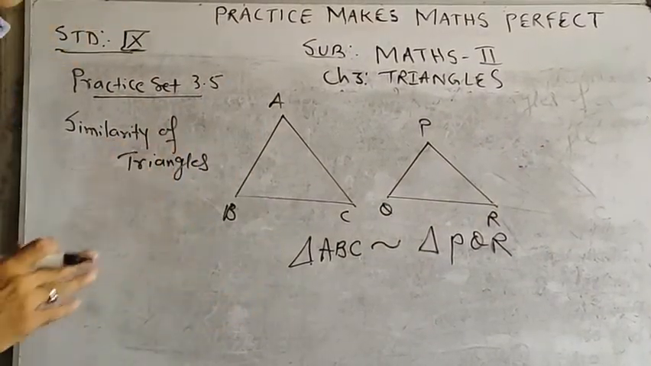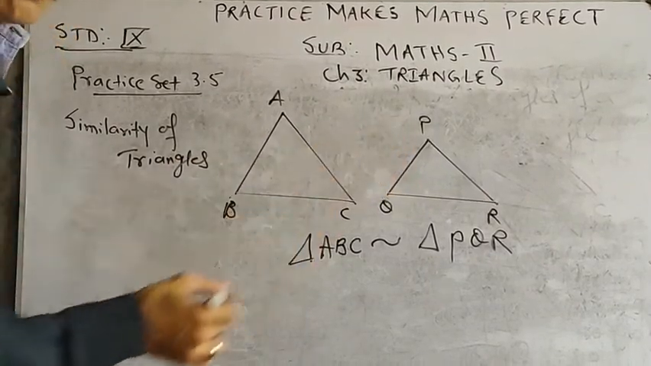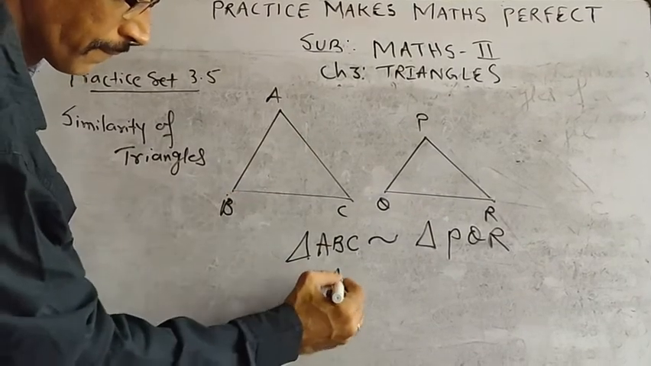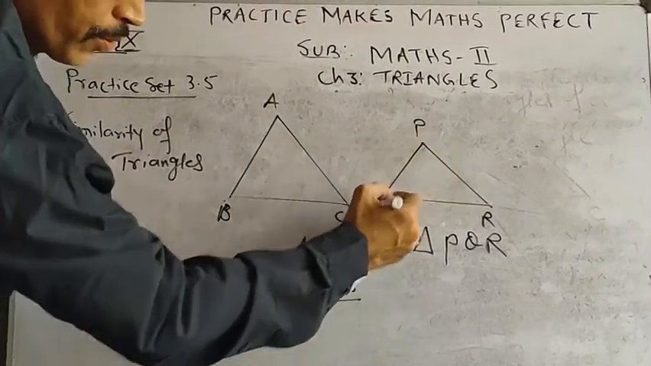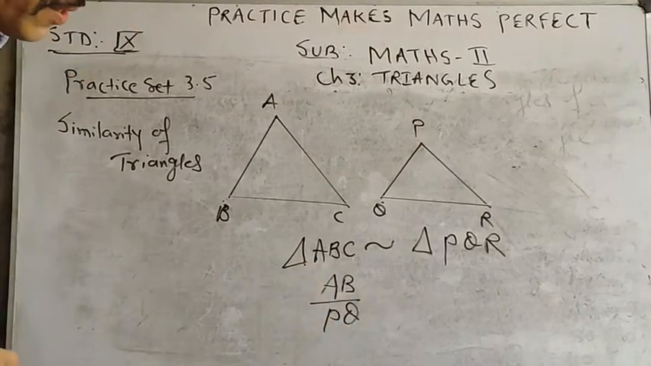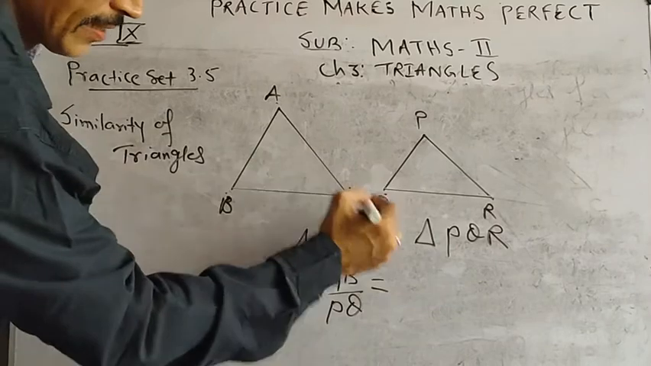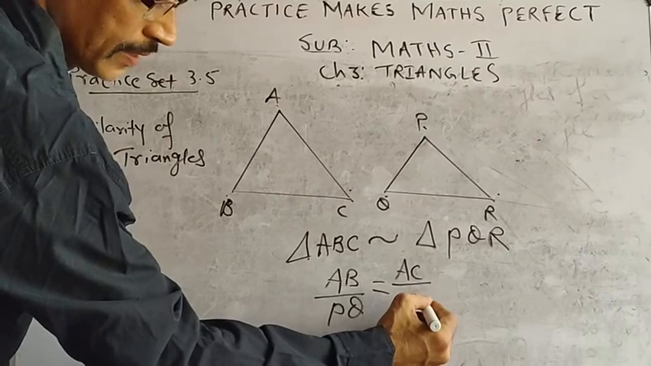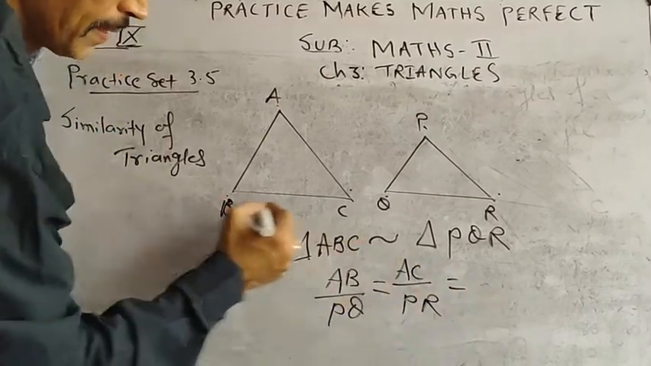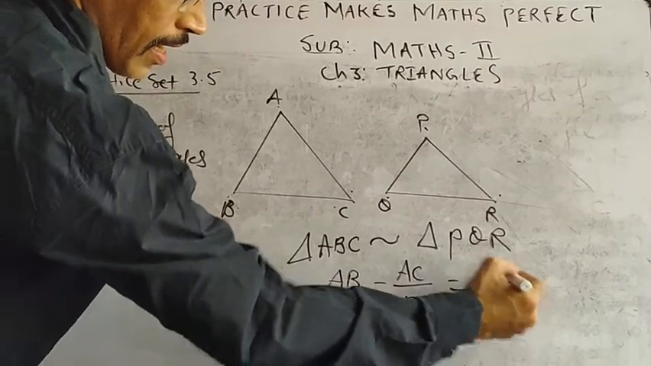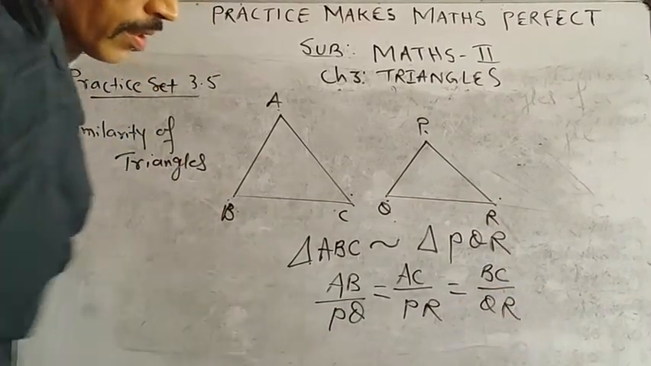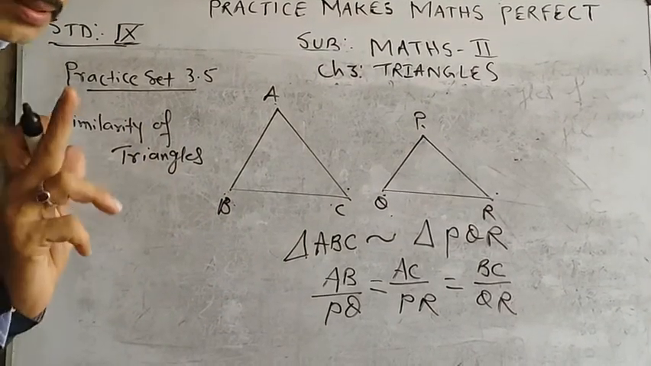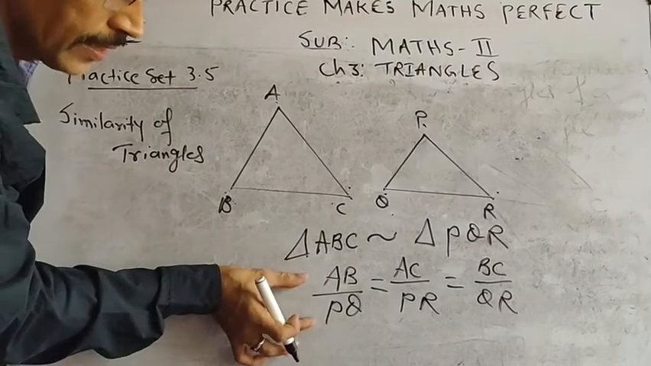So when two triangles are similar, their sides are in proportion. Sides are in proportion means what? AB upon PQ will be equal to AC upon PR. Corresponding sides are in proportion. You can see, it is equal to BC upon QR. So these are the corresponding sides. They are not congruent. Again and again I am saying, they are in proportion, they are in ratio.